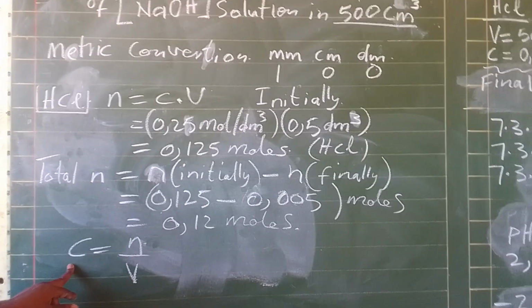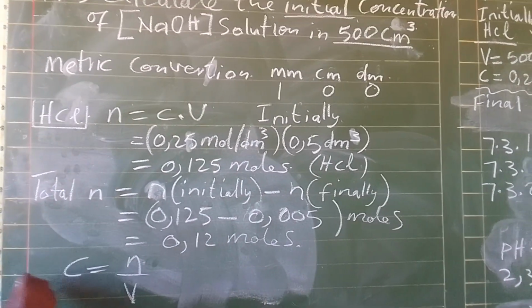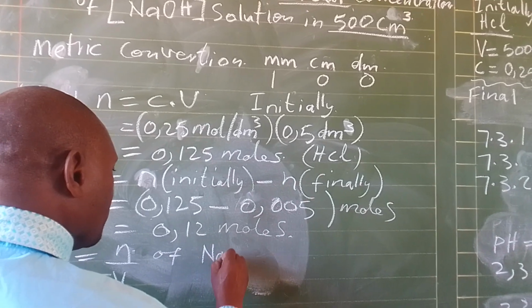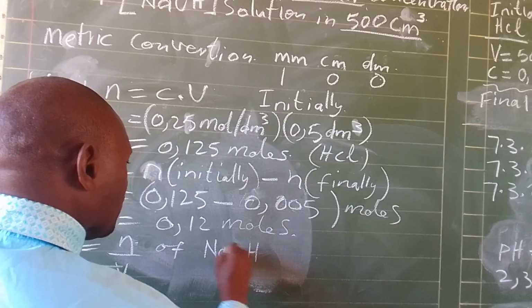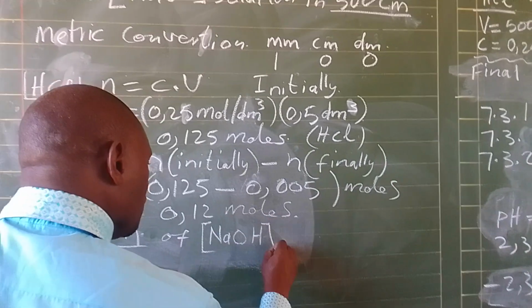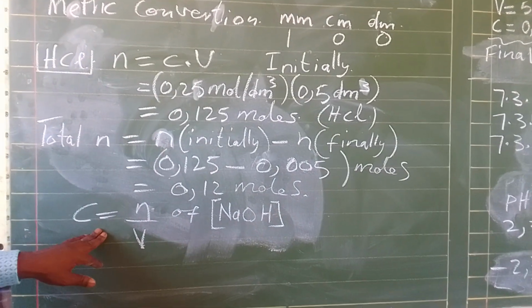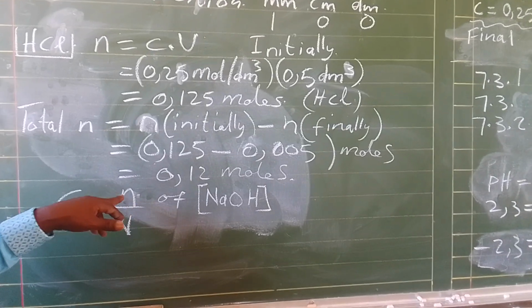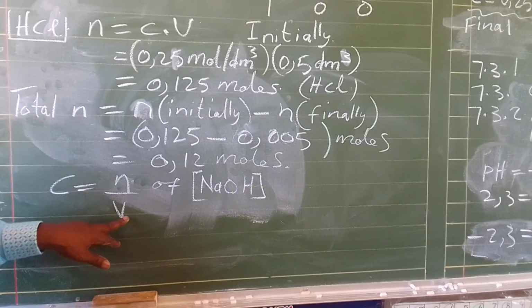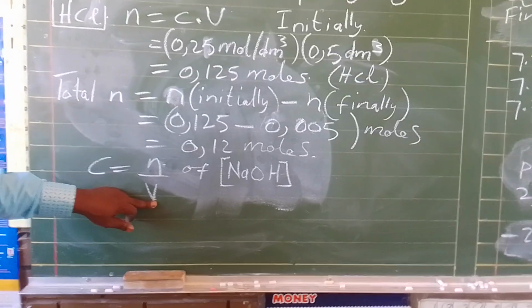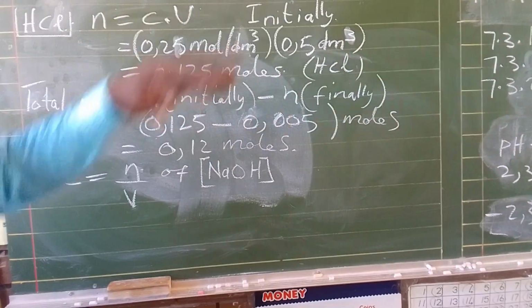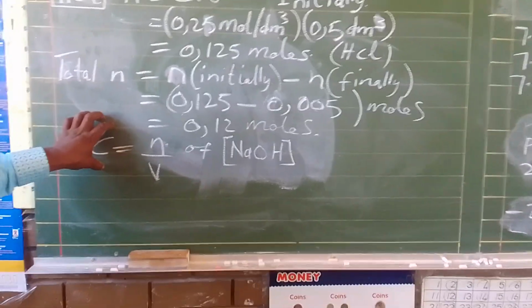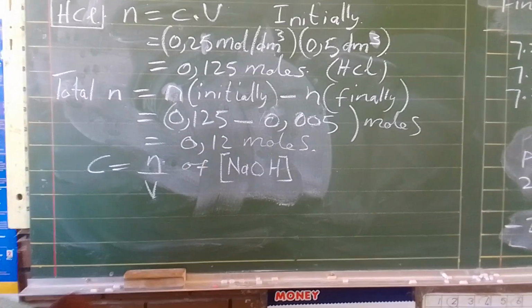What concentration is this? Of sodium hydroxide. This is the concentration of sodium hydroxide. Before we do, do we know the number of moles of sodium hydroxide? No. Do we know the volume of sodium hydroxide? Yes, it was given as 500. Then the concentration, we want that. Now let's concentrate on the number of moles.